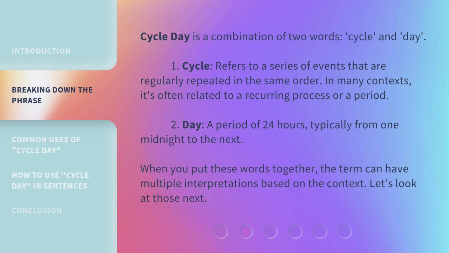Cycle day is a combination of two words, cycle and day. 1. Cycle refers to a series of events that are regularly repeated in the same order. In many contexts, it's often related to a recurring process or a period. 2. Day. A period of 24 hours, typically from one midnight to the next.